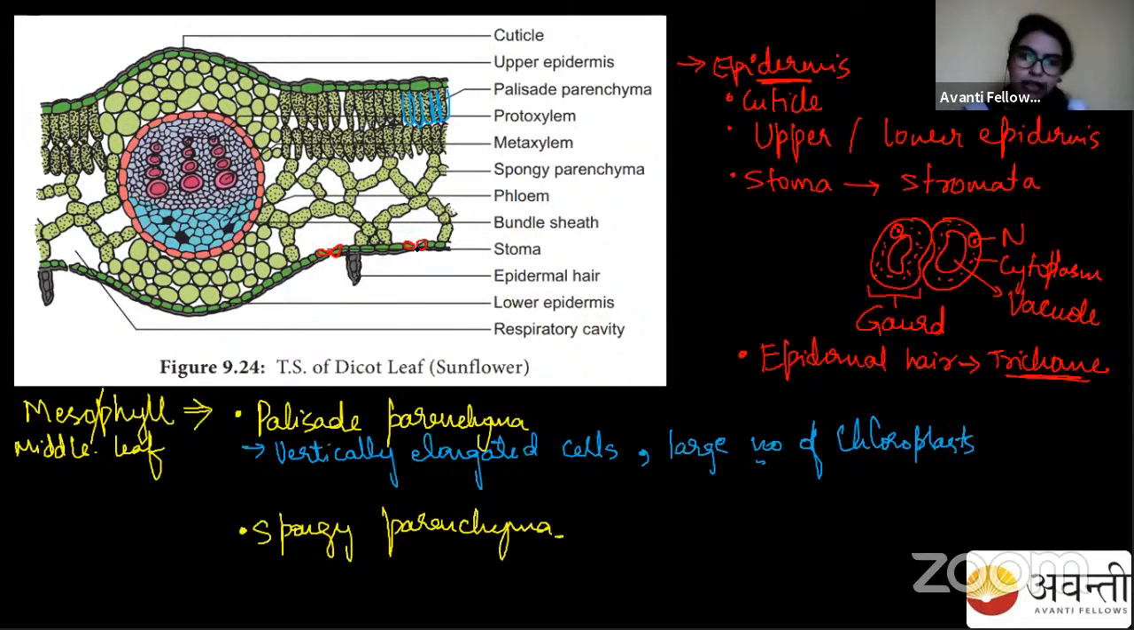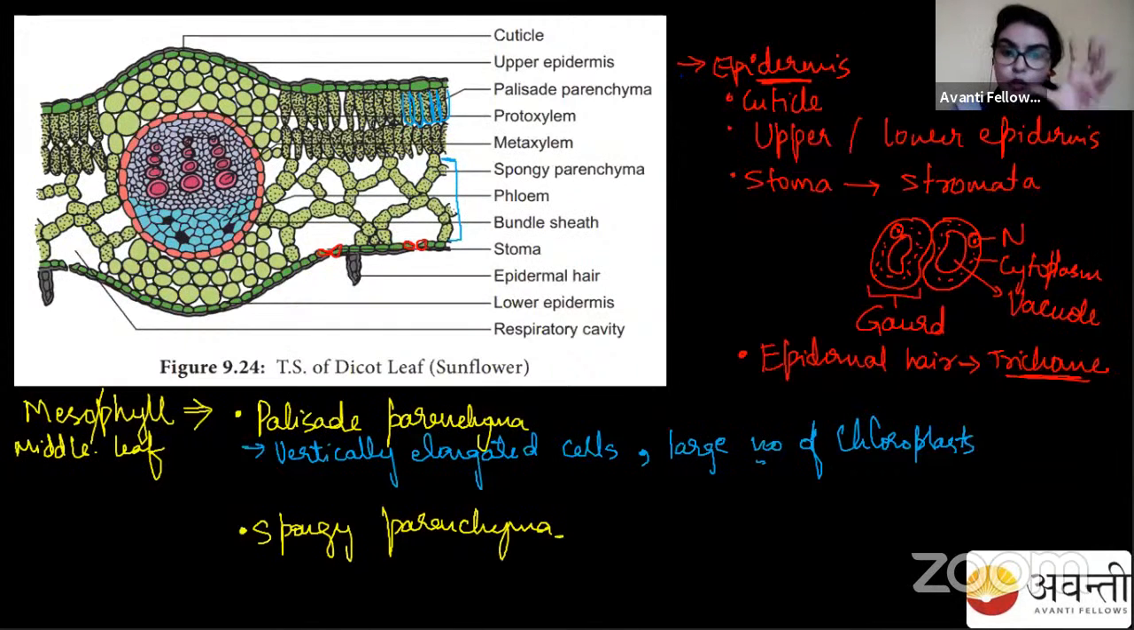Compared to this one, see, these are the spongy parenchyma. These are irregular cells. So these are the spongy parenchyma cells, irregular cells, and they have very less chloroplast. You can see here in the palisade parenchyma, there are many dots, right? Those black dots refer to the presence of chloroplast.